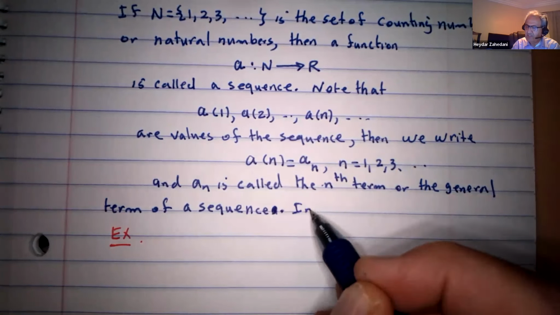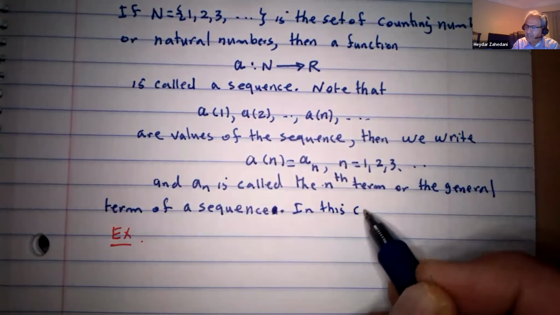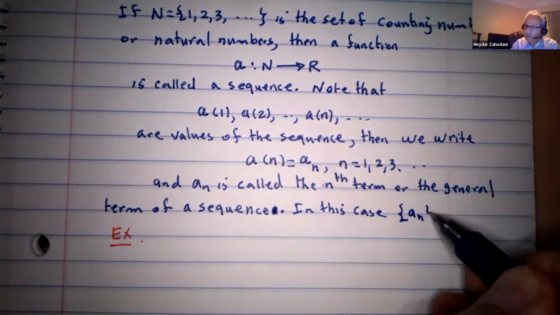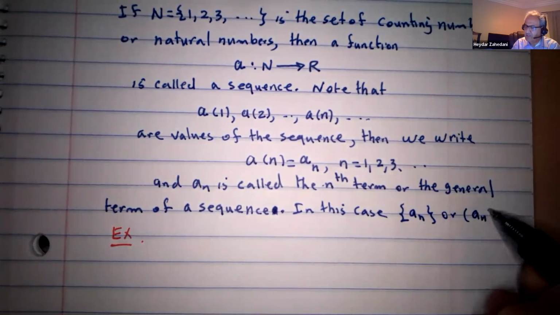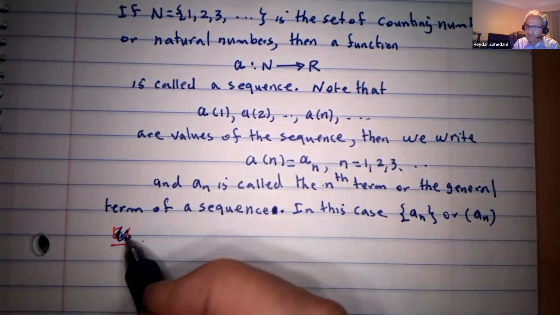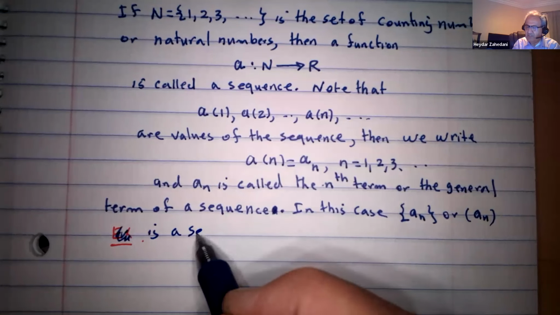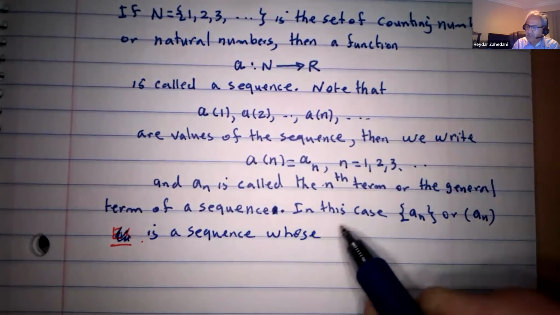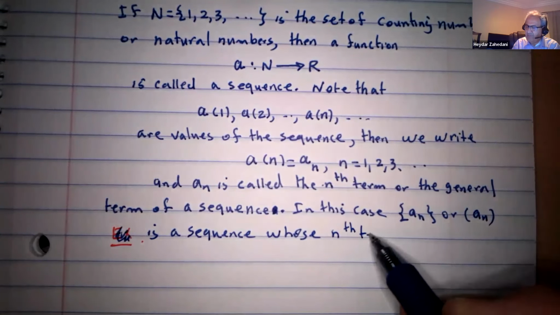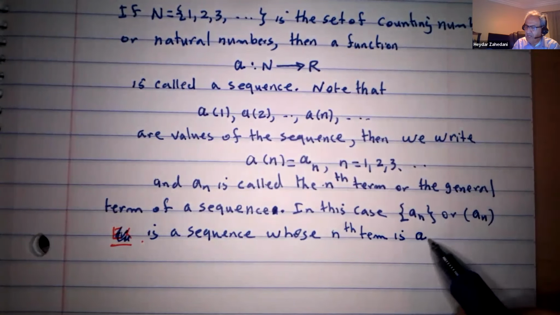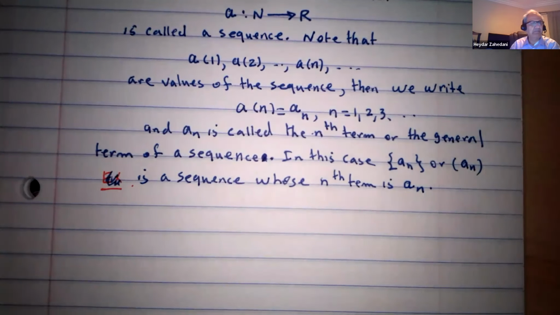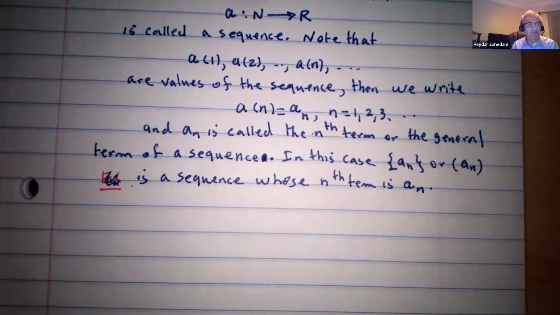In this case, there you are, a_n, this notation, or sometimes this notation, is a sequence whose nth term is a_n. So when we see this notation, we know it. It's like a function. The function would be denoted by f of x. This is denoted by f of n.